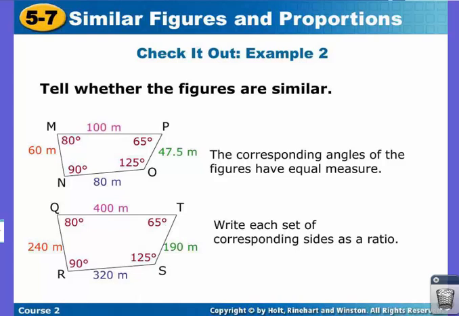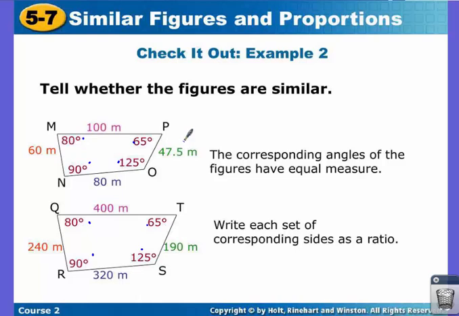Well, the first thing we do is we look at all the angles. Are they equal? 80, 80, 90, 90, 65, 65, 125, 125. Hey, they all work. So now we're looking at the side lengths. Now this one you could just do in your head if you wanted to. 100 times what would give me 400? 4. 60 times what would give me 240? 4. 80 times what would give me 320? 4.